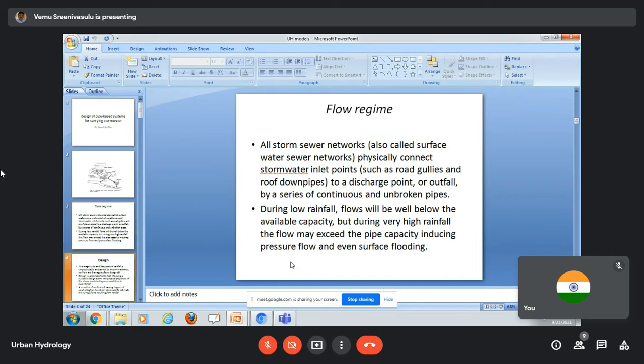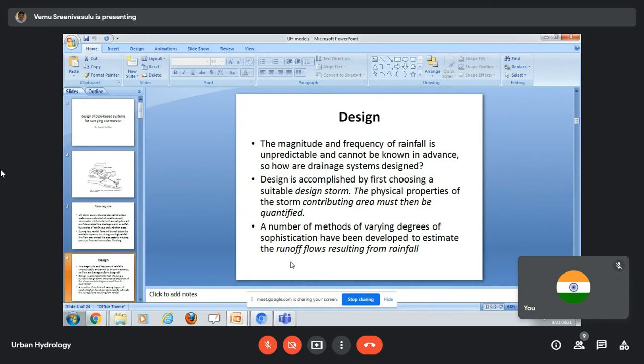The magnitude and frequency of rainfall is unpredictable and cannot be known in advance. So how is our drainage system designed? Because we don't know the rainfall and we don't know the frequency. So how will you design? The design is accomplished by first choosing a suitable design storm. The physical property of the storm contributing area must then be quantified.